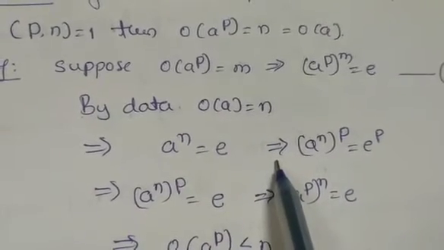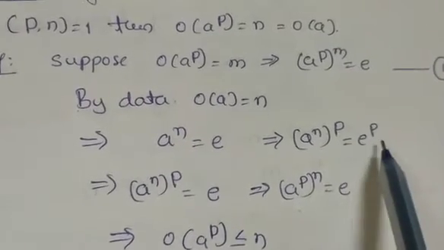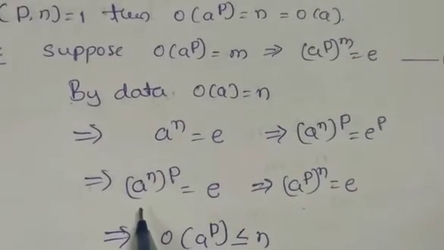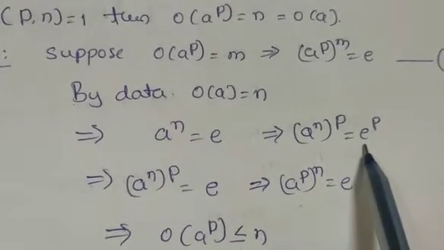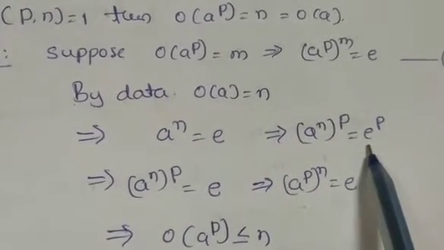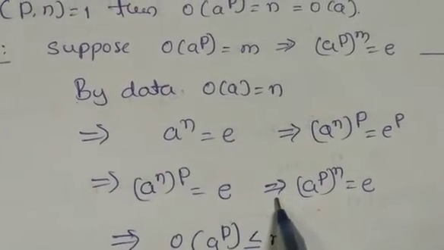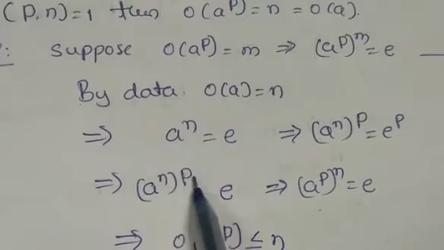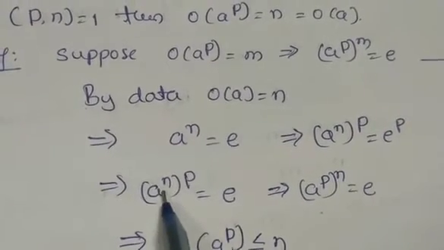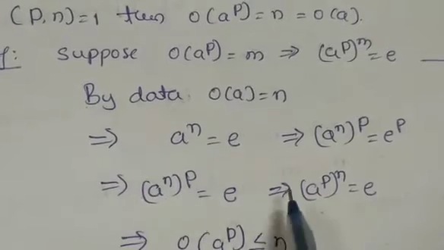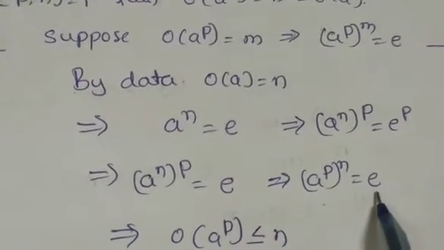Then, raising the power p on both sides, (a raised to n) whole raised to p is equal to e raised to p. It means e into e into e, p times you have to multiply, and we know e to the power of p is again e only. And we can interchange these two. We know (a to the power of m) whole to the power of n is a raised to m into n. So we can interchange these two. This is nothing but (a to the power of p) whole raised to n is equal to e.